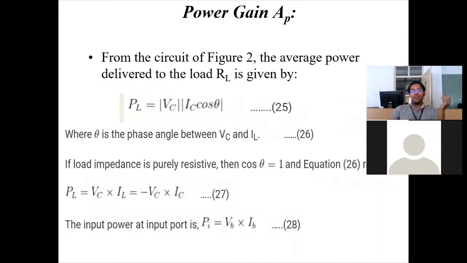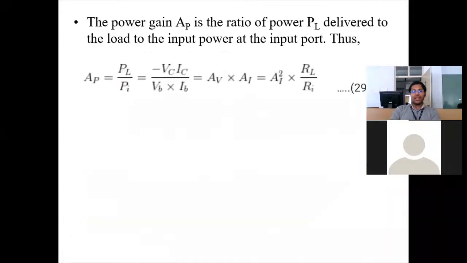Gain is, we found out PL, we found out PI. The ratio of those two will be the gain. So the ratio of PL and PI, whatever expressions we got in the previous slide, that will be our overall gain. Now if you look at the expressions, VC by VB is nothing but AV, isn't it?